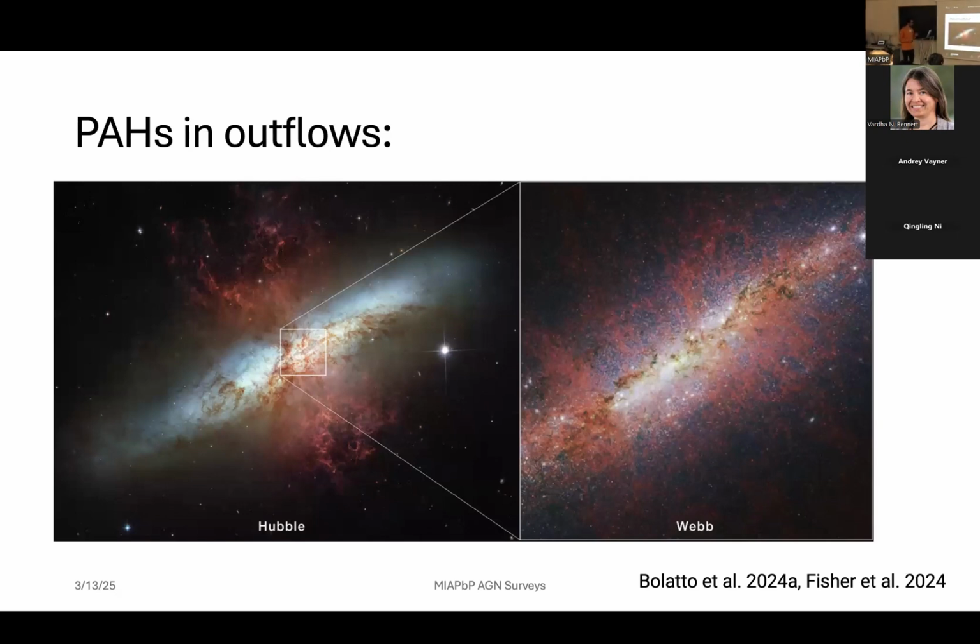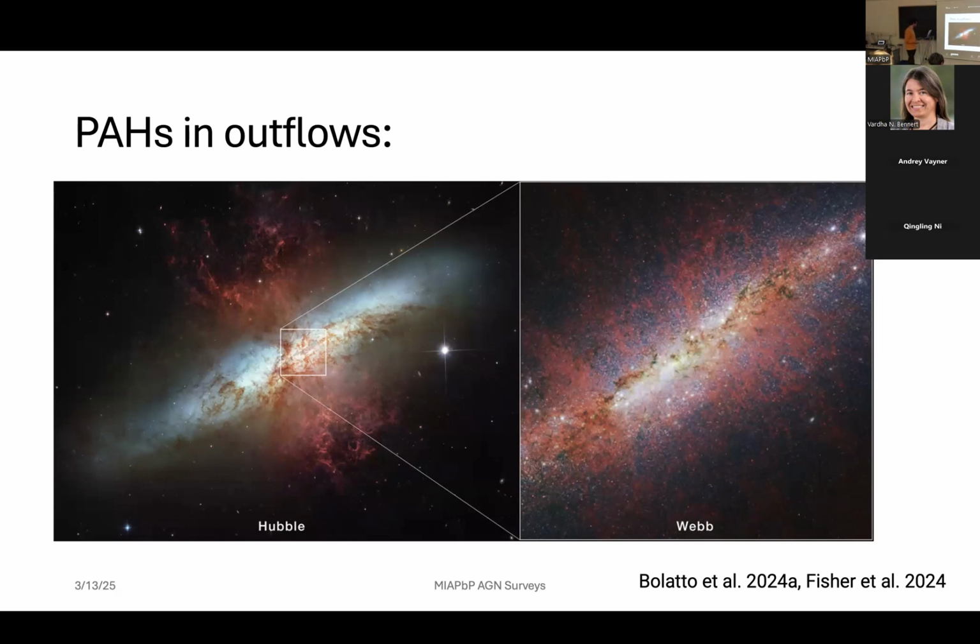In the nearby universe, I'm actually surprised we haven't looked at M82 yet, given that it's Thursday. But anyways, this is the latest image with Webb, where in orange, in this biconical outflow in the system, the orange emission is coming from PAH.